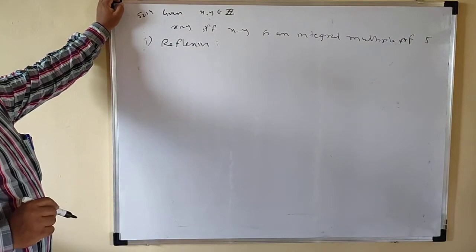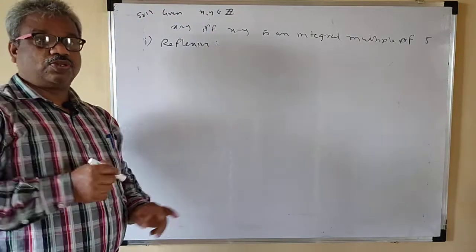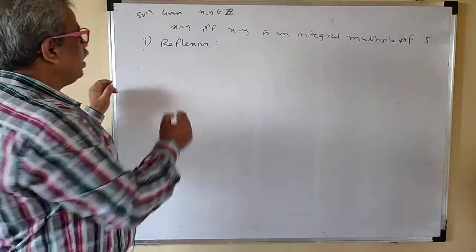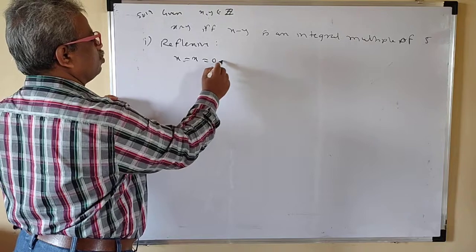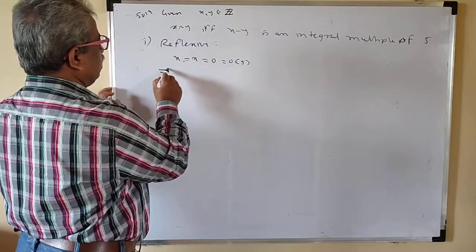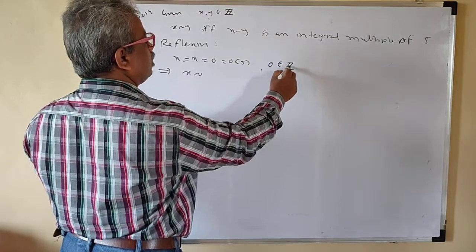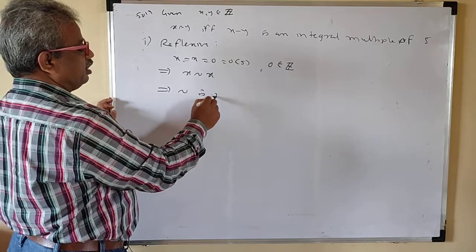X is related to x. You cannot just assume x is related to x; we have to prove it. So x minus x is what? 0. X minus x is equal to 0. I can write this as 0 into 5. So this implies that x is related to x. 0 is an integer. Therefore x is related to x. This implies that it is reflexive.